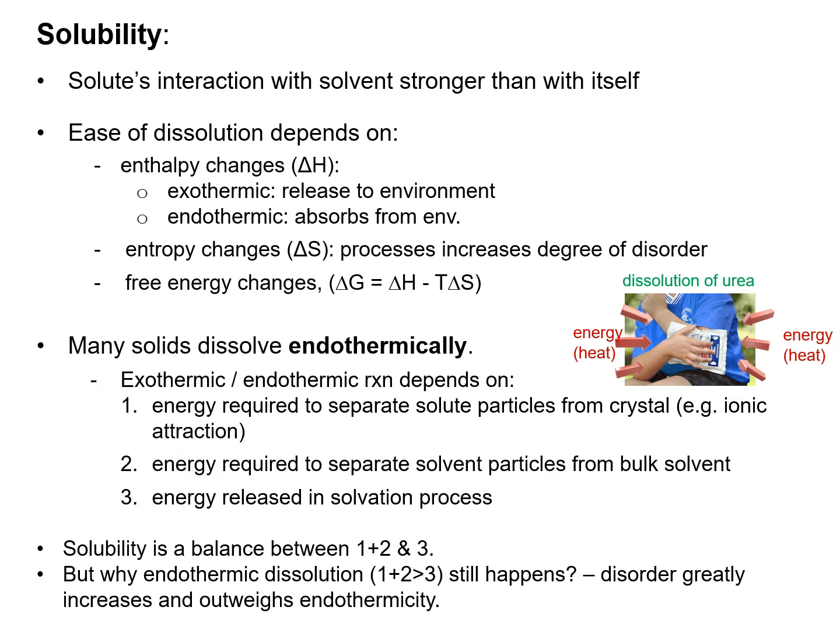But again, going back to the question here, why does endothermic dissolution, where the sum of the energy 1 and 2 is larger than the third energy, still happen? That is because the disorderliness, which is delta S, the entropy change, greatly increases within the process and outweighs the delta H, which is the endothermicity. And again, the example is the ice pack, where there's a dissolution of urea that absorbs all the energy, but this reaction itself has a high entropy change.